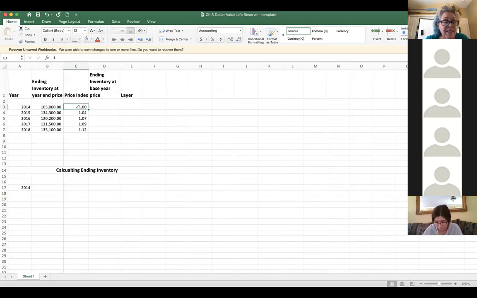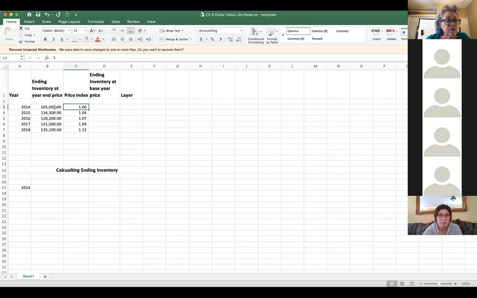The price index for the year that you adopt LIFO is always 1. That's like your beginning inventory. That is the oldest price that will stay in ending inventory. Okay. So that's your ending inventory for that year if you did LIFO that year?